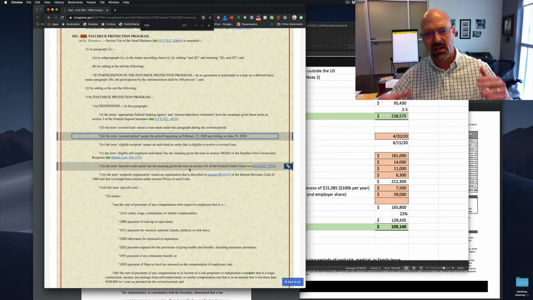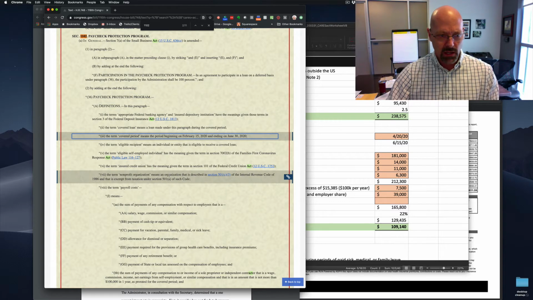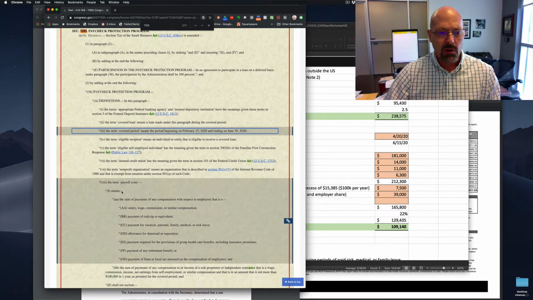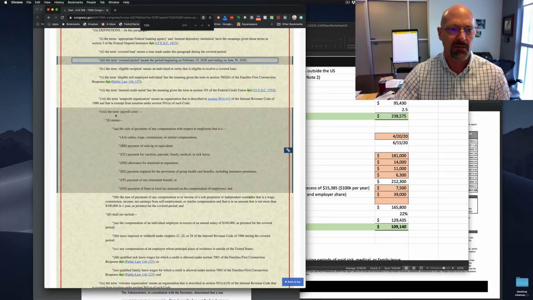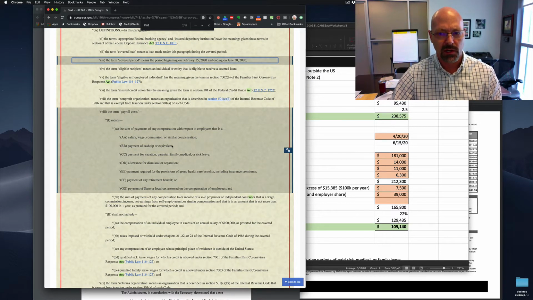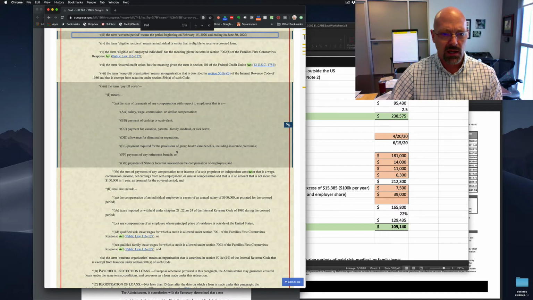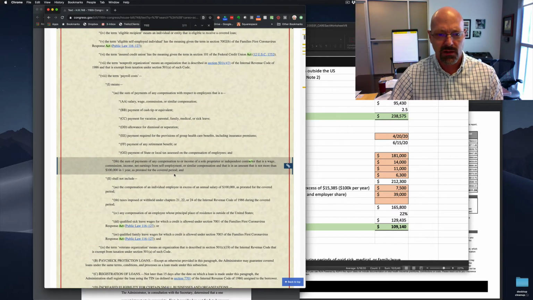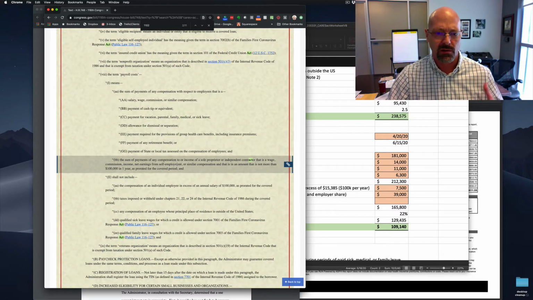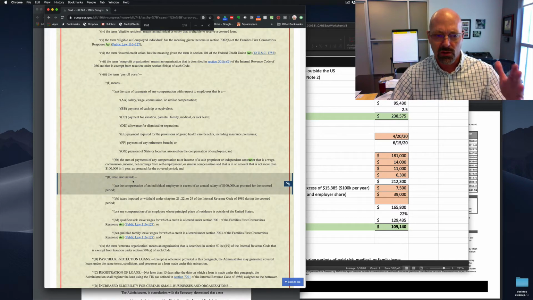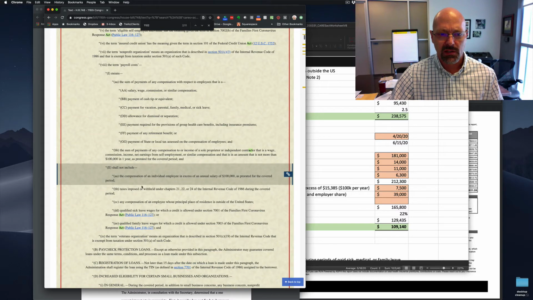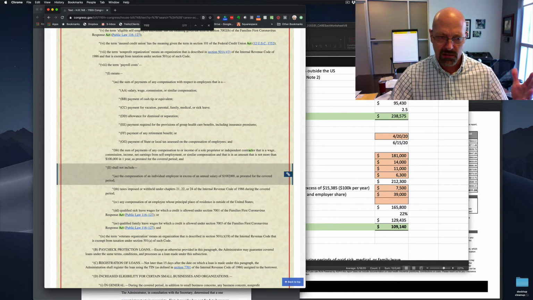So 1102 is kind of like the top half of our spreadsheet, this payroll cost. Payroll cost is defined here, and so we have all these things: salaries, wages, all the stuff you've seen in the spreadsheet. And then we get down to the stuff that I'm still not entirely certain on, sole proprietor, independent contractors. Then it doesn't include, so you have to exclude, the compensation of individual employees over $100,000, makes sense.